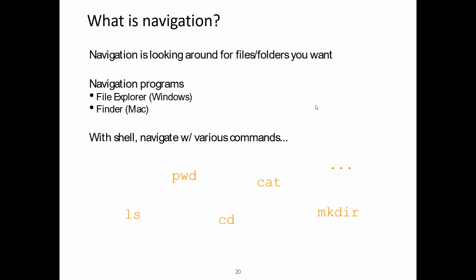So navigation is looking for files that we want. We're using File Explorer or Finder. We can do that in Windows or Mac. But with the shell, we're going to be navigating using commands. We'll type in a command, and the command runs a program that does something, like in this case, change the directory or make a new directory. I'll demo all those in the live demo in just a minute.